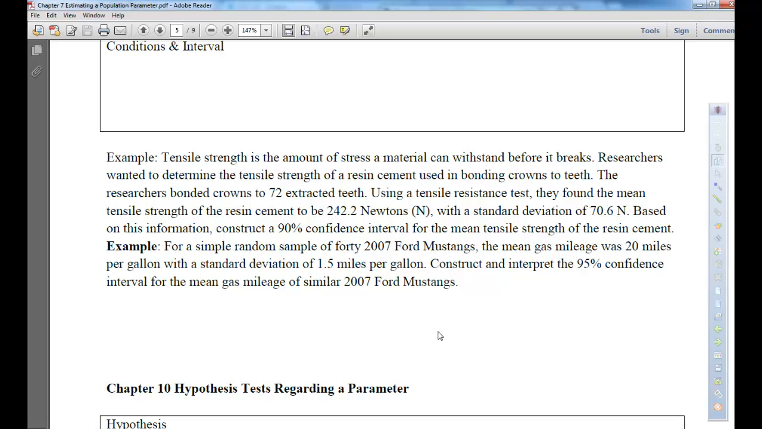The researchers bonded crowns to 72 extracted teeth. Using a tensile resistance test, they found the mean tensile strength of the resin cement to be 242.2 newtons with a standard deviation of 70.6 newtons. Based on this information, construct a 90% confidence interval for the mean tensile strength of the resin cement.